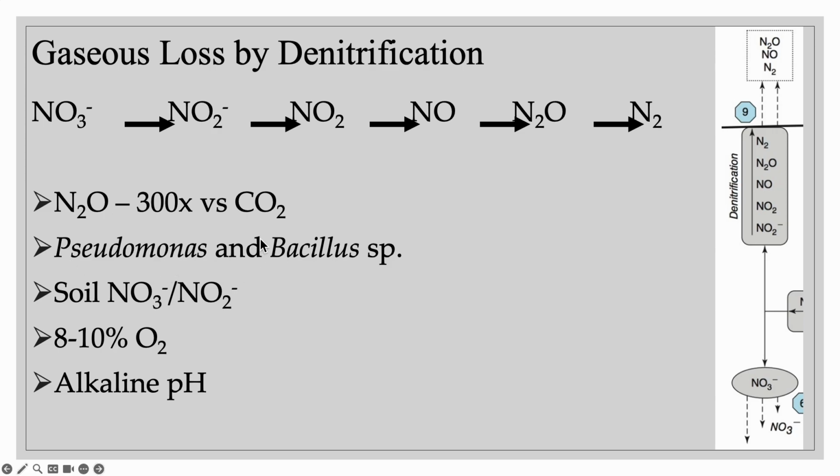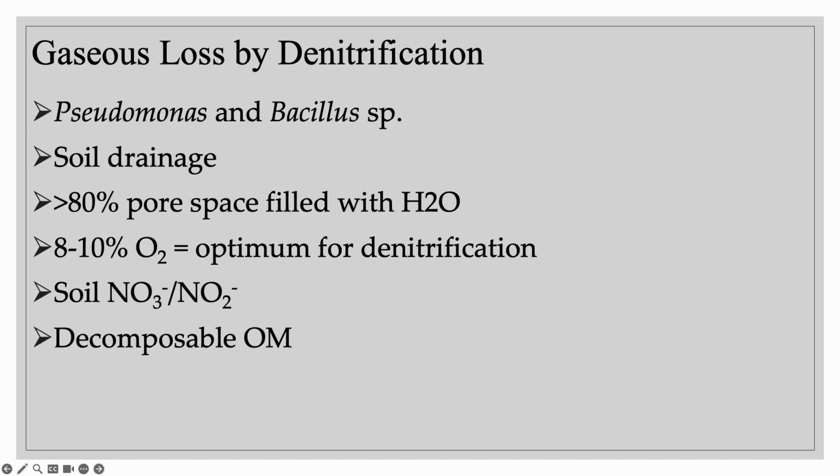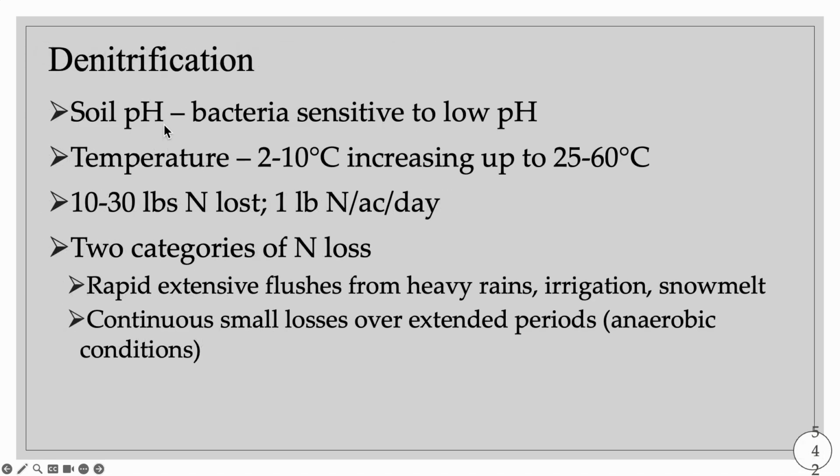So we need a few bacteria in order to continue this process. It is the Pseudomonas that is using this oxygen in order to get back to N2 gas. So low oxygen and alkaline pH, because that's kind of the environment that these microorganisms or these bacteria like. All right, so we need an alkaline pH because bacteria don't like the low pH. We need a pretty warm temperature.